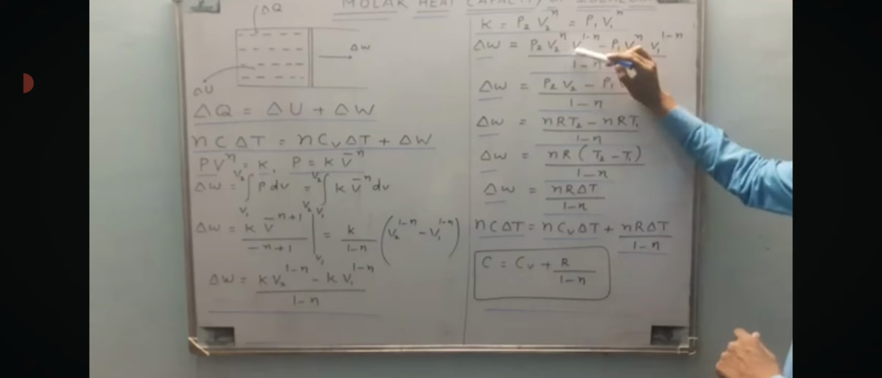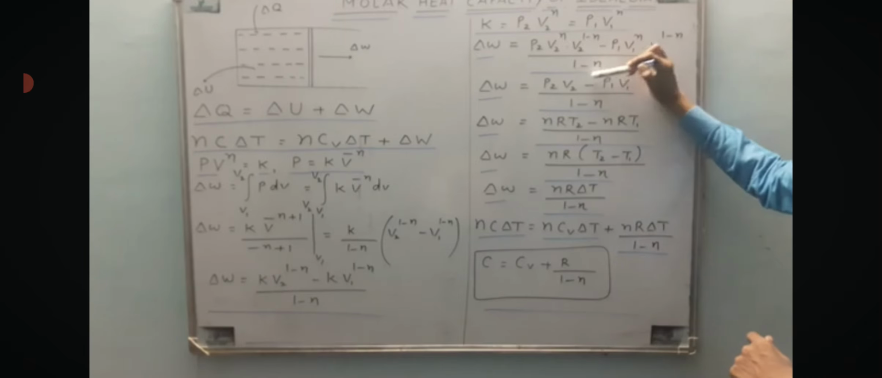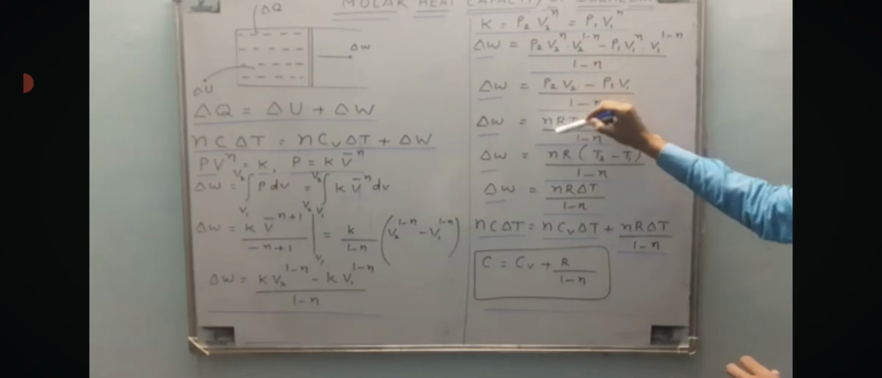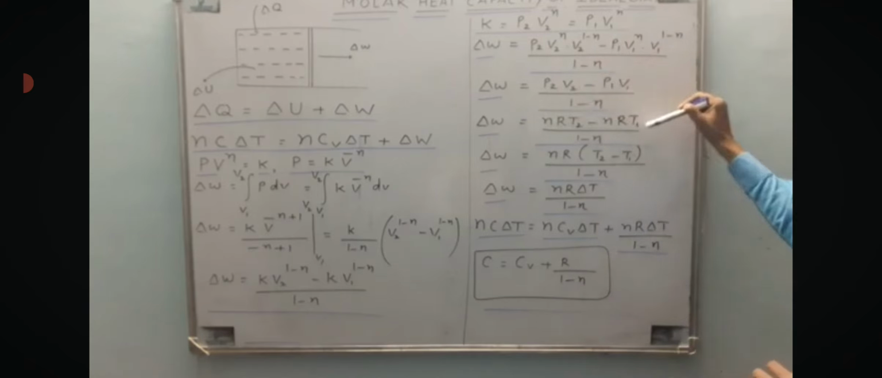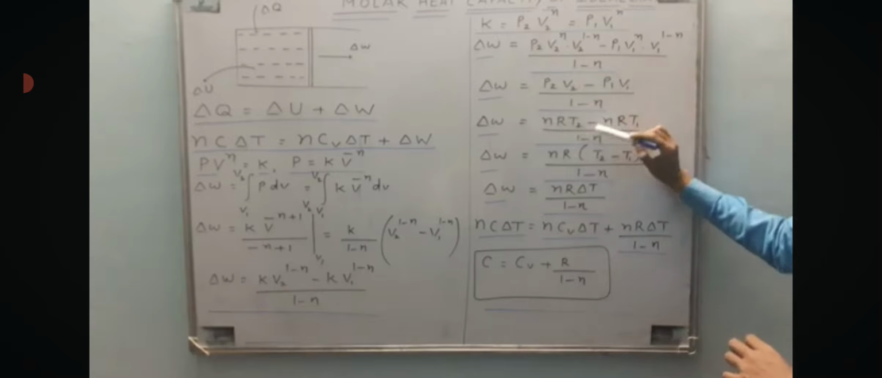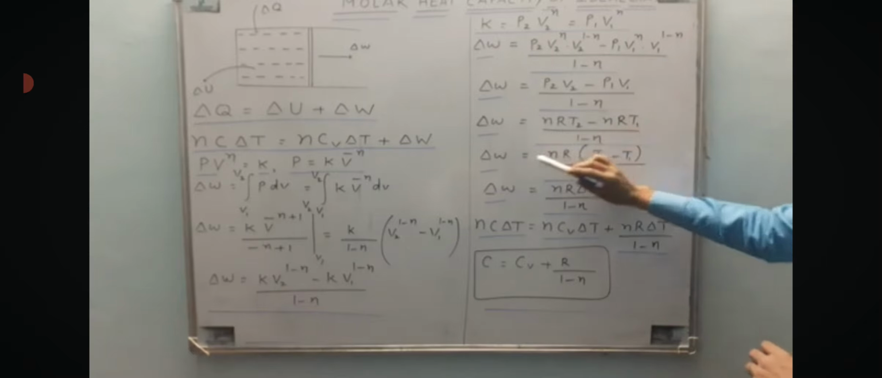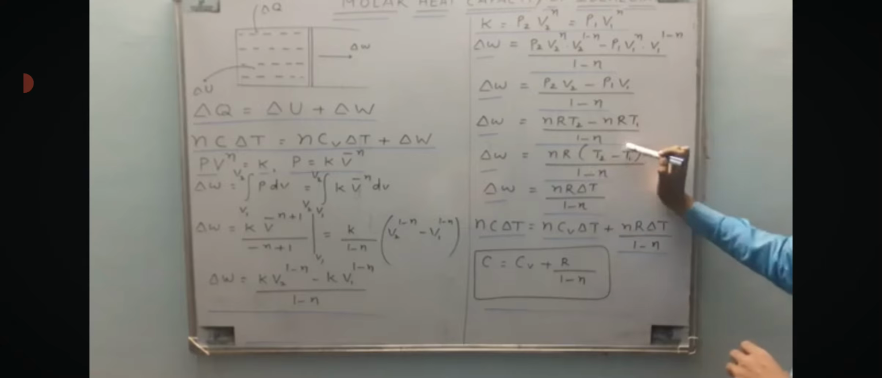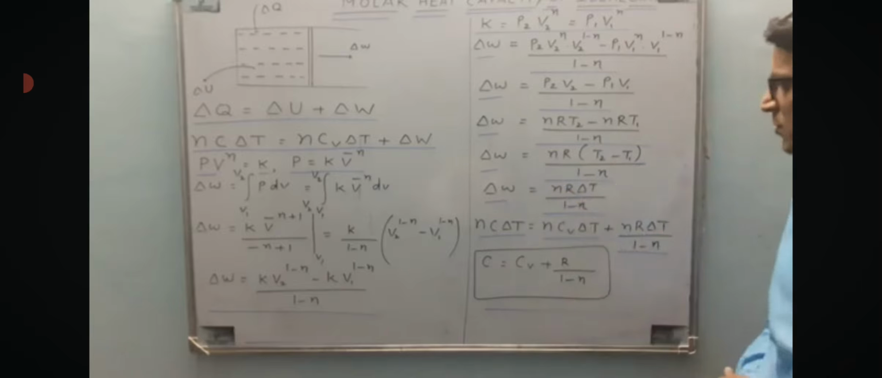So here we take the base common and the powers of n will cancel out, and we will have P2 V2 minus P1 V1 upon 1 minus n. Using the ideal gas equation, we can write P2 V2 as nRT2 and P1 V1 as nRT1. So taking nR common, we have delta W is equal to nR multiplied by T2 minus T1 divided by 1 minus n. Now T2 minus T1 can be written as delta T. So we have delta W is equal to nR delta T by 1 minus n.